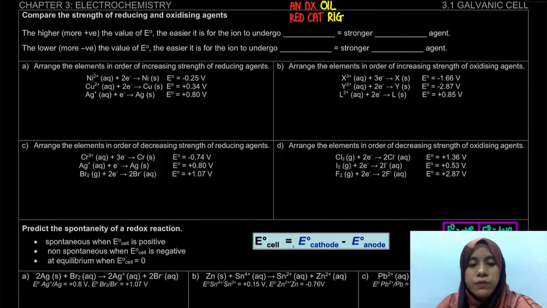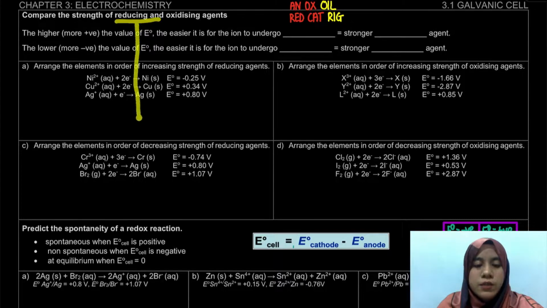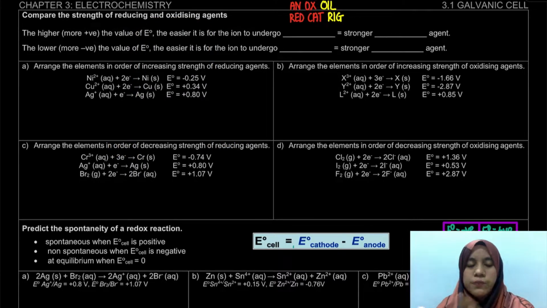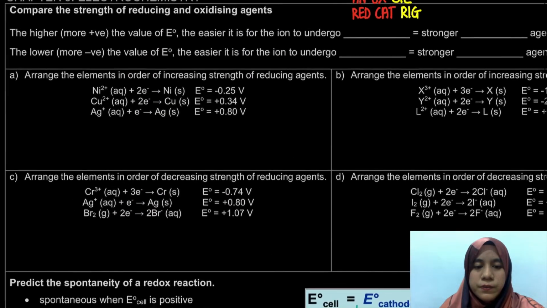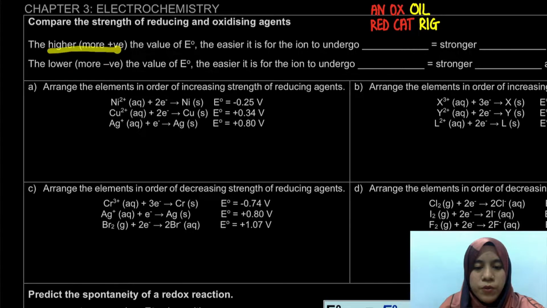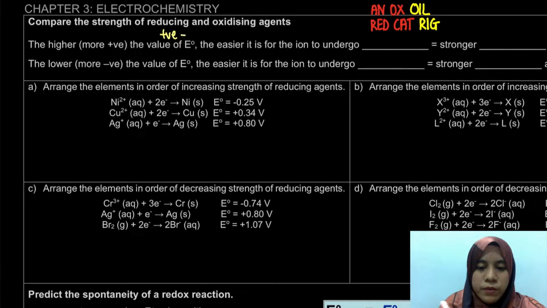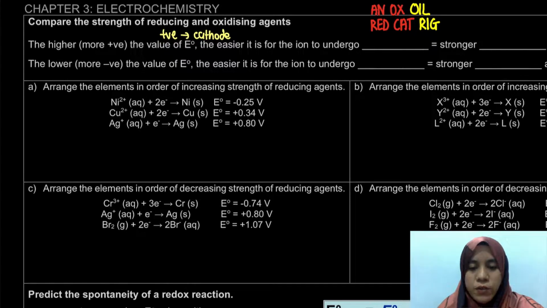Just for you to remember, the reducing agent is the species that undergoes oxidation, but the oxidizing agent is the species that undergoes reduction. It's the other way round. Let's look. The higher or the more positive the value of the E0, remember because it is positive, it is the cathode.